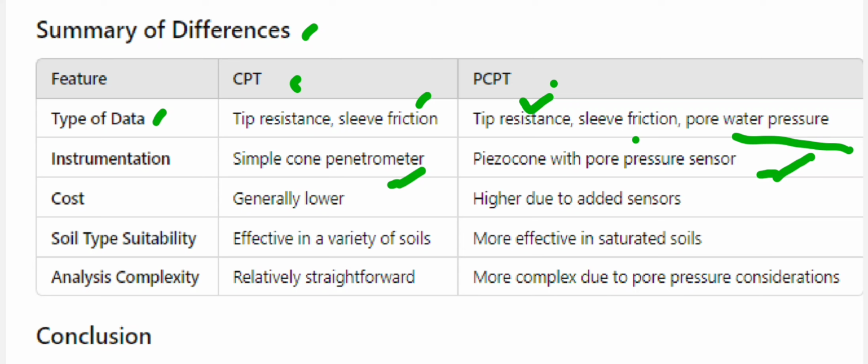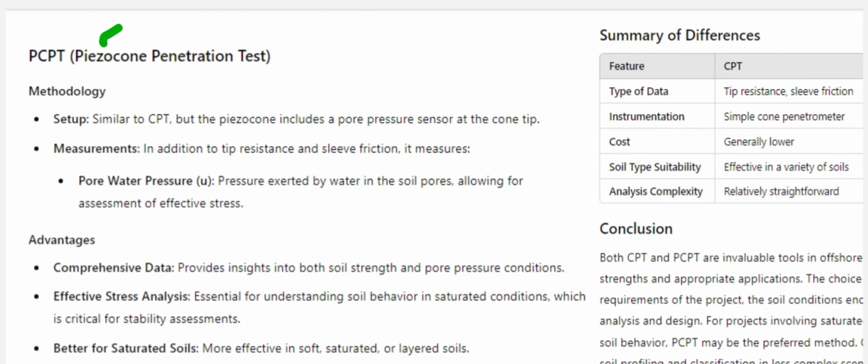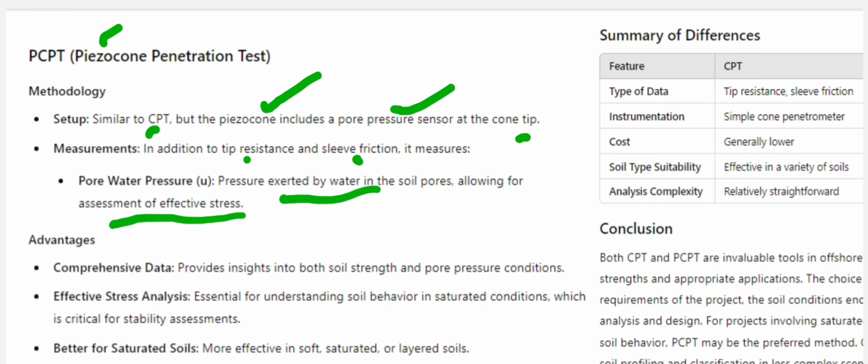Cost wise, it is generally lower in CPT. PCPT is higher due to added sensors. For soil type, CPT is effective in a variety of soils, while PCPT is more effective in saturated soils. Analysis complexity is relatively straightforward in CPT, and in PCPT it is more complex due to pore pressure conditions. The PCPT setup is similar to CPT, but includes a piezo cone with a pore pressure sensor at the cone tip. In addition to tip resistance and sleeve friction, it measures the pore pressure exerted by water in soil pores, allowing for assessment of effective stress.